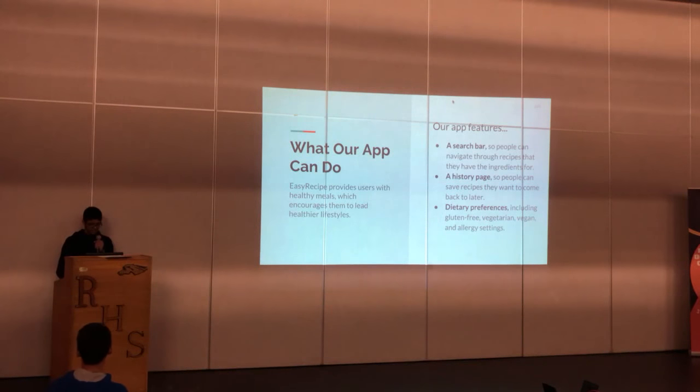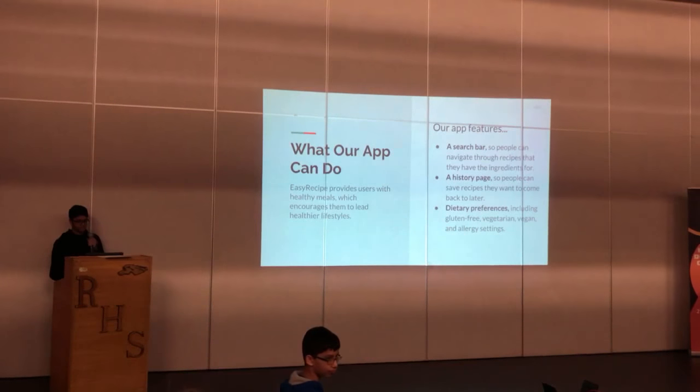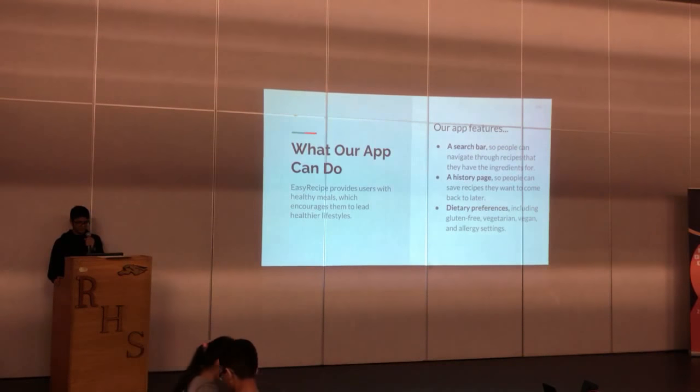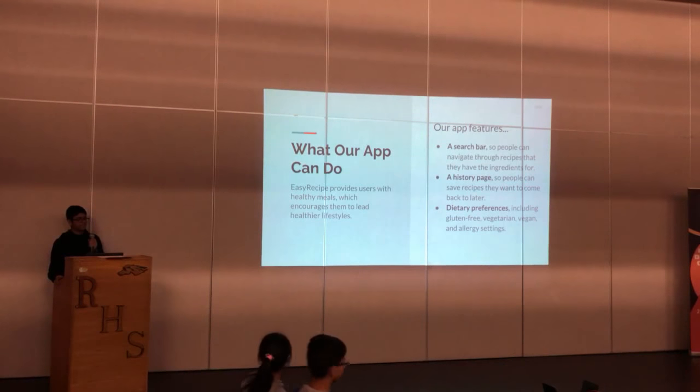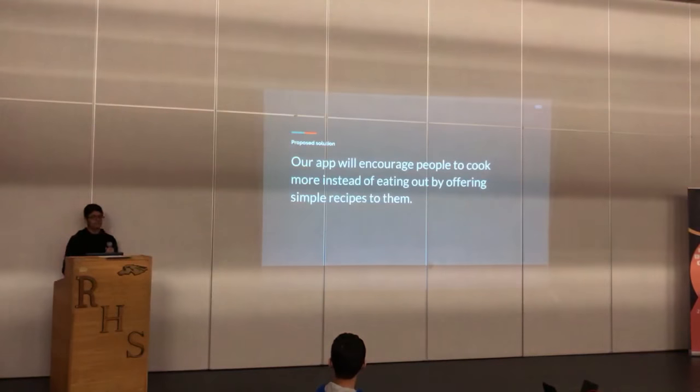So what can our app do? Easy Recipe makes it easier to make fresh, homemade food, which promotes healthy lifestyles and results in less food waste. We provide users with healthy meals and encourage them to lead healthy lifestyles, and our app also features a search bar, so users can navigate to recipes that they have the ingredients for. It also features a history page, so users can see what recipes they want to come back to later. And we also have dietary preferences, including gluten-free, vegetarian, vegan, and allergy settings. Thank you. And now I would like my friend Arisha to come on stage and present the app demonstration.